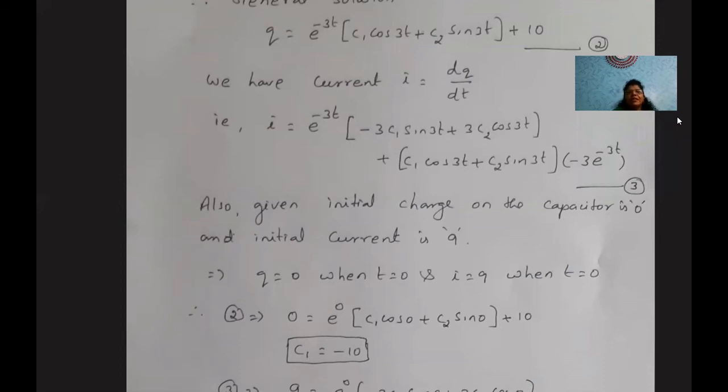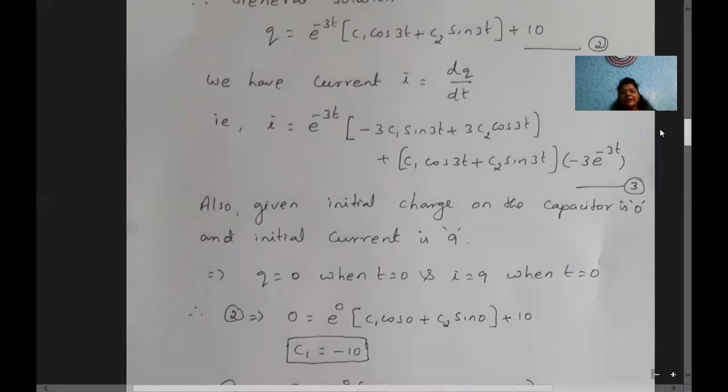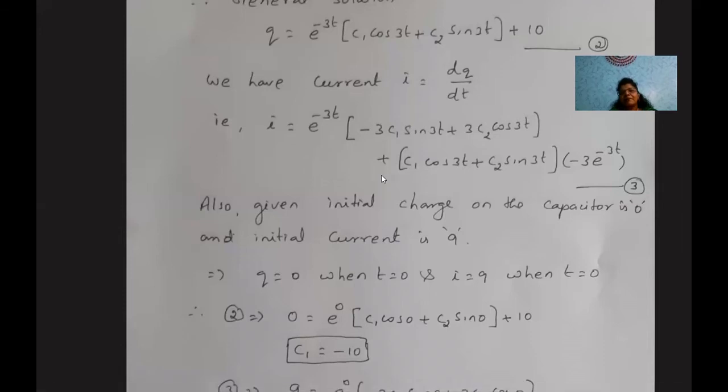This is uv because e power minus 3t is a function of t, and c1 cos 3t plus c2 sin 3t is again a function of t. So we have to use the product rule. We will obtain this equation, and the derivative of constant 10 is 0. Thus I have got the current I equal to e power minus 3t into minus 3 c1 sin 3t plus 3 c2 cos 3t, plus c1 cos 3t plus c2 sin 3t into minus 3 e power minus 3t.